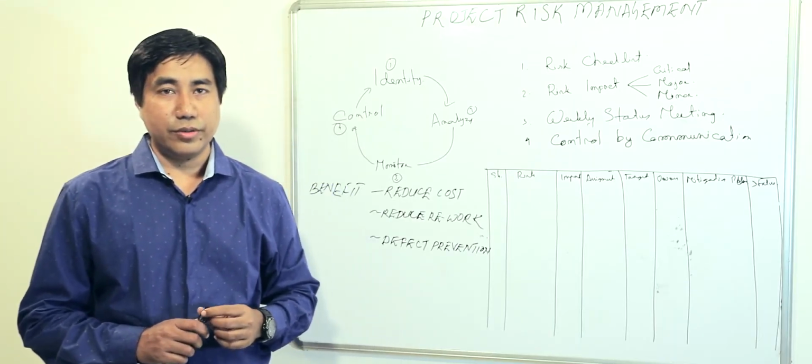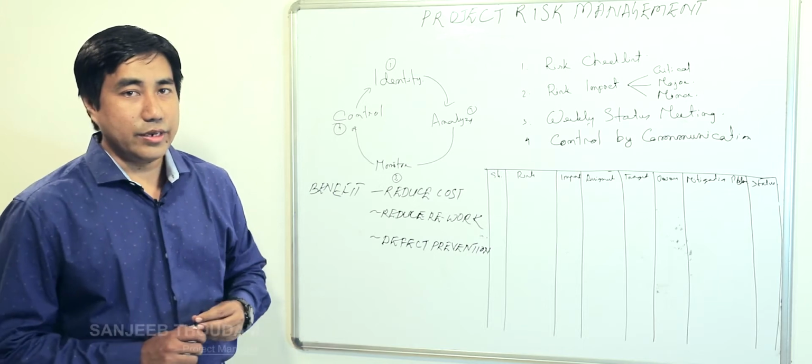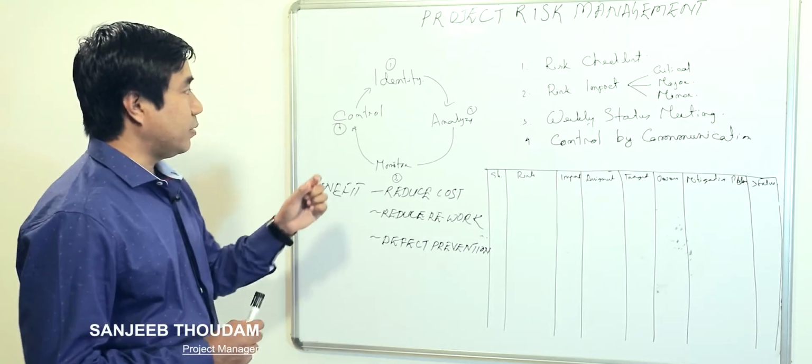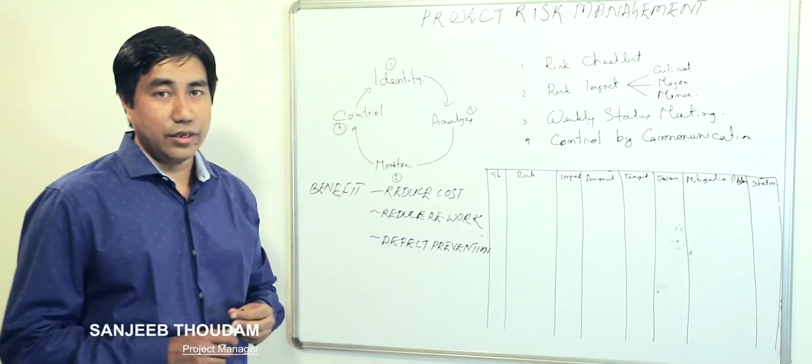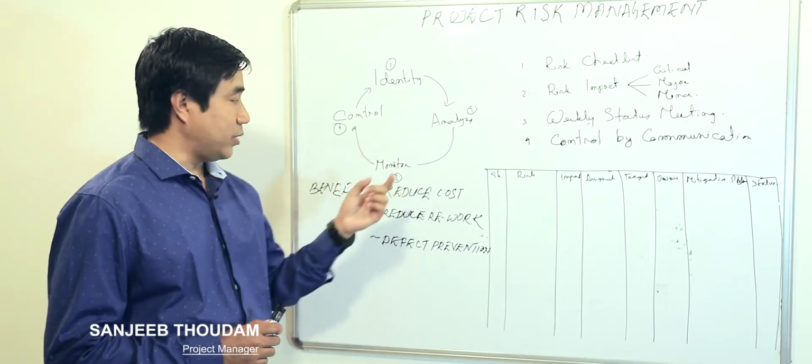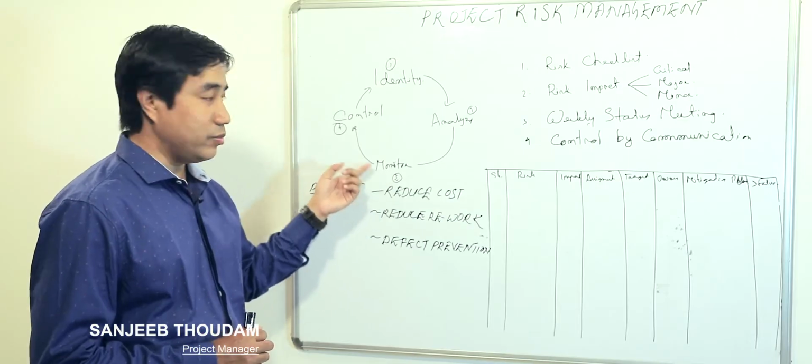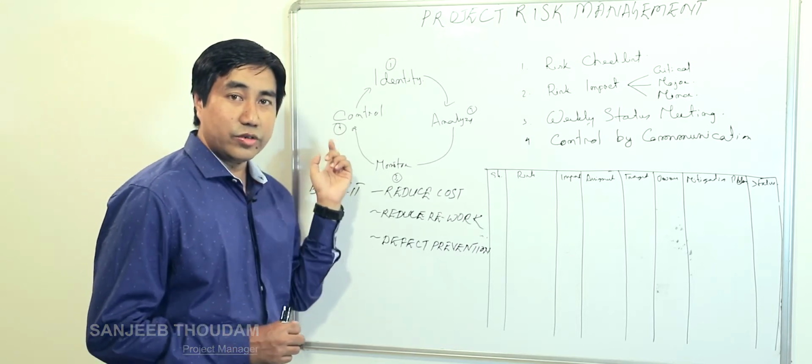Today I am going to talk about project risk management. In this we have four processes. First one is identifying the risks, next one is to analyze the risks, then the third one is monitor the risks, and then the final one is we are going to control the risks.